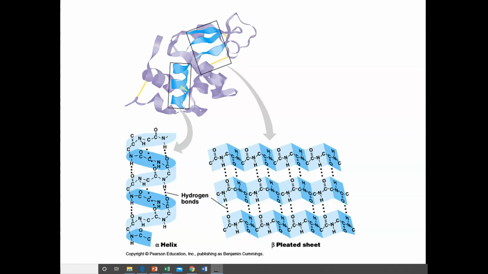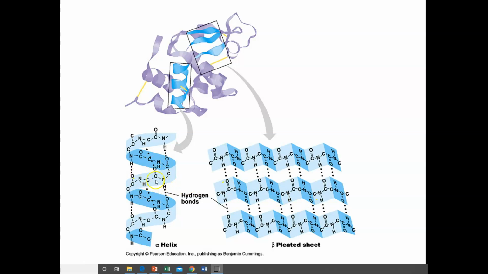Now, a beta pleated sheet, on the other hand, is due to hydrogen bonding taking place between parallel sections of the backbone chain. So what you can see here is we've got the oxygen of a carbonyl group, again interacting with the hydrogen of an amine group, but this is taking place between parallel sections of the polypeptide chain.